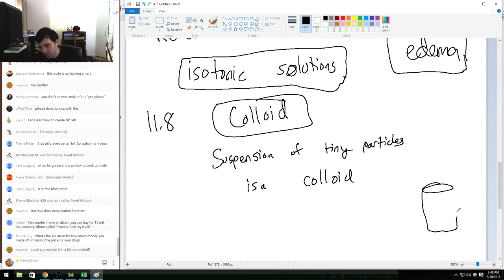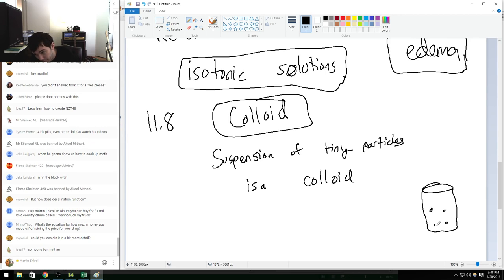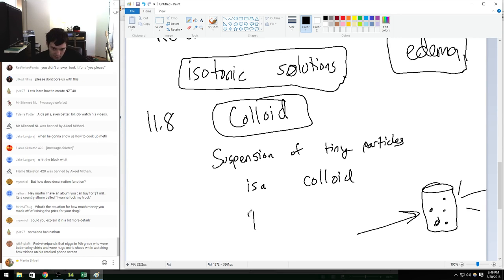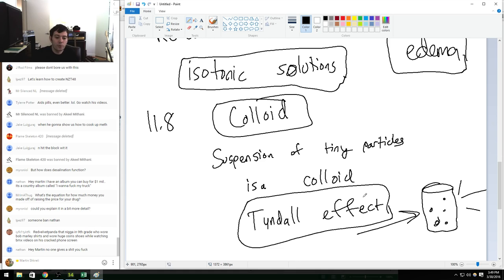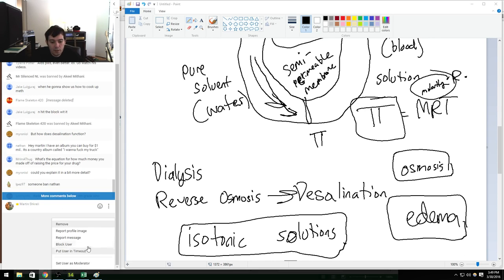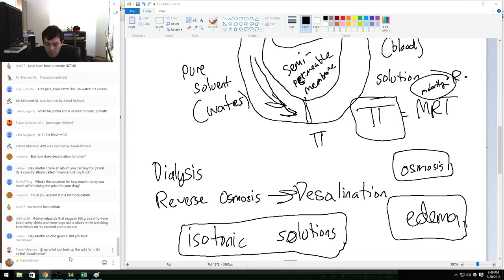If you have a colloid with little particles floating around, when you point light at it, it'll tend to scatter a little bit, and we call that the Tyndall effect. This is just sort of an introduction to these concepts. We might get into this in more detail someday down the road, we might not, but I think we're going to end it there. So this was a quick chapter, chapter 11.